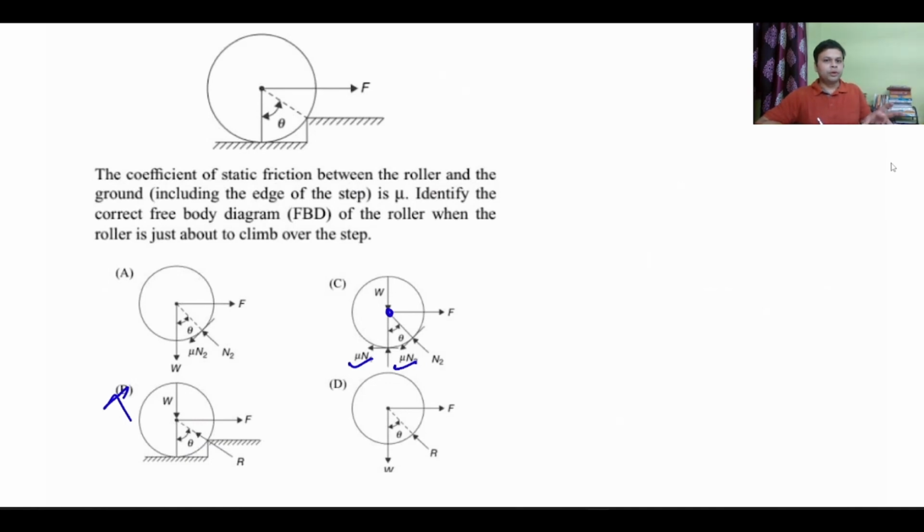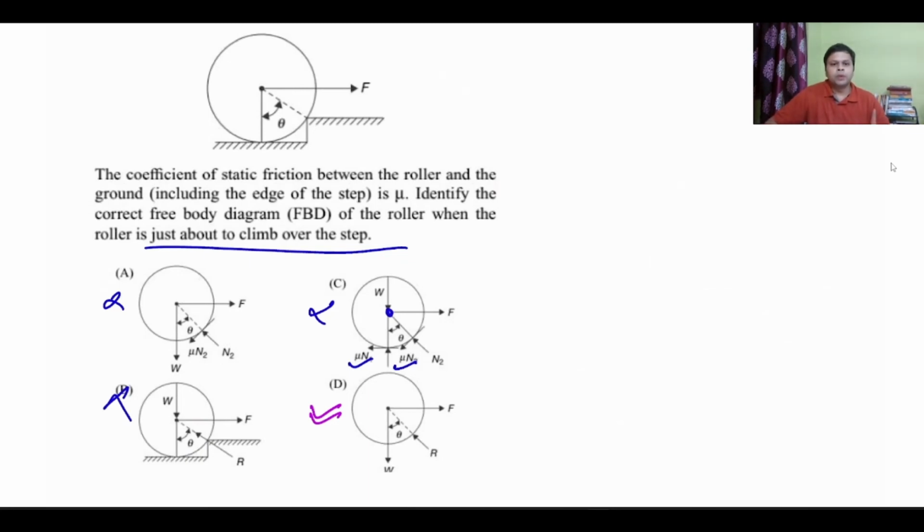But that is not the case, right? I am drawing the free body diagram of the roller when the roller is just about to climb over the steps. Just about to climb means till now it is still in equilibrium. So definitely option C is also not there. Similarly, I can reject option A also. So finally, I'll get the answer as option D.